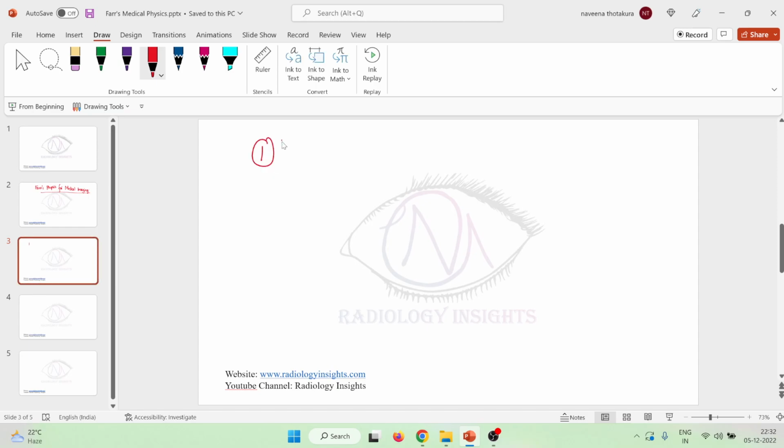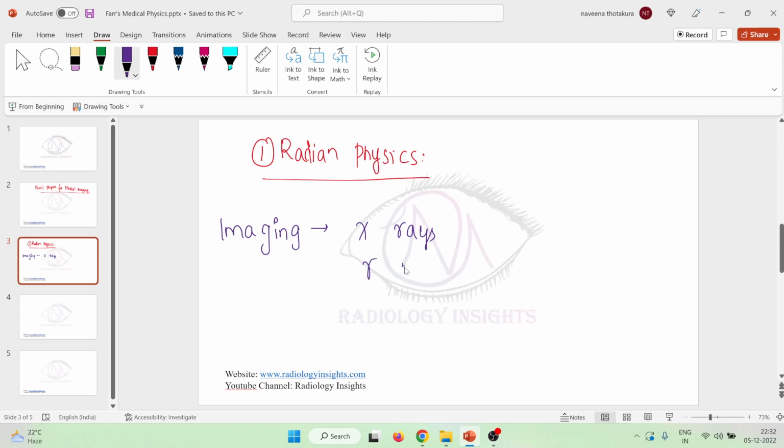So the first chapter is about radiation physics. In radiation physics, first, all the imaging techniques that we are going to learn in radiology, be it X-rays or gamma rays or any radio frequency waves or any sound waves, all these will pass through the body. If this is the body, they will pass through the body.